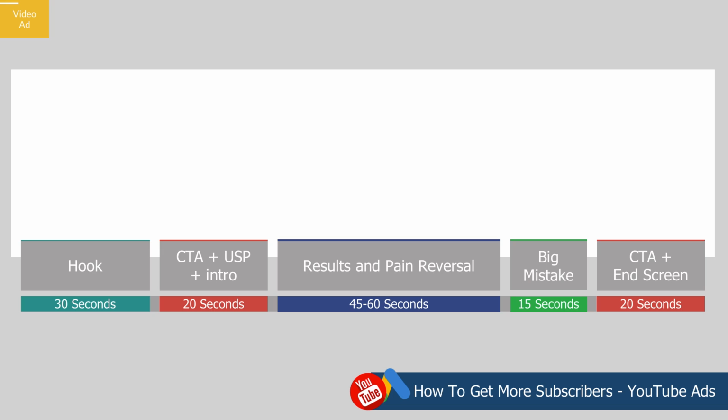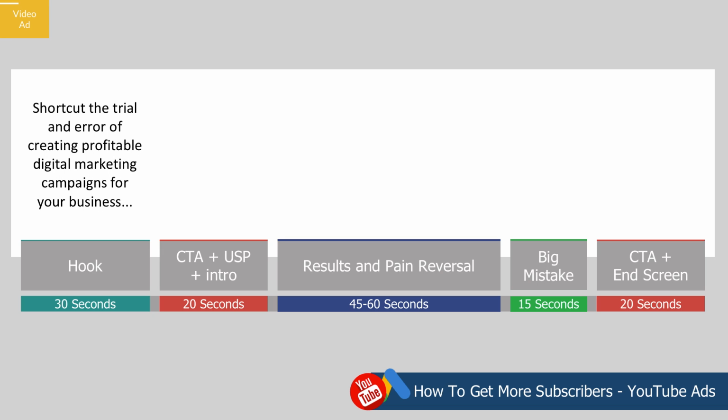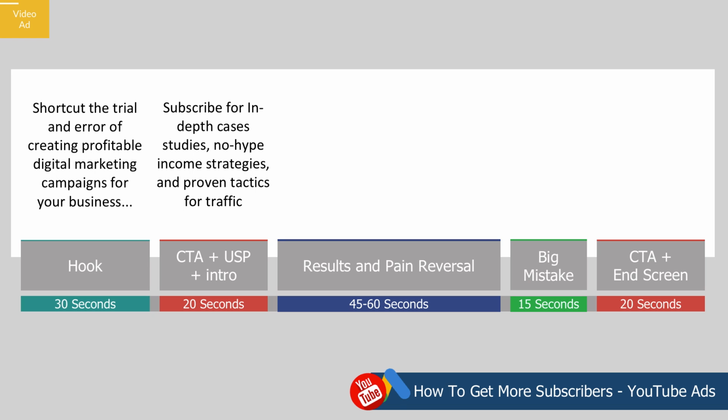So here's an example of what an ad would look like for this channel, all about digital marketing and running paid media campaigns. So in the first part, the hook would go something like this: shortcut the trial and error of creating profitable digital marketing campaigns for your business. And then our call to action would be subscribe for in-depth case studies, no hype income strategies, and proven traffic. Now, obviously, there's going to be quite a bit of text in between these, but I'm just showing you the major bullet points or major power phrases we'd be using in our video ad.